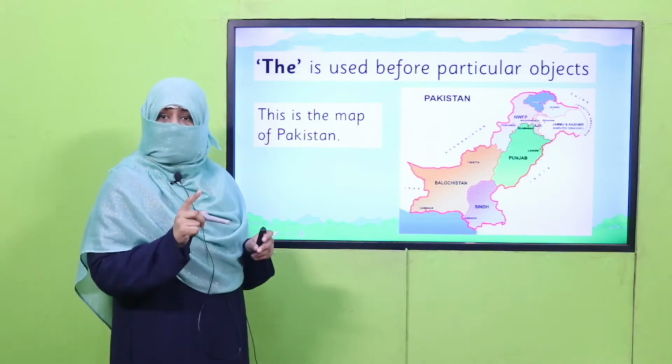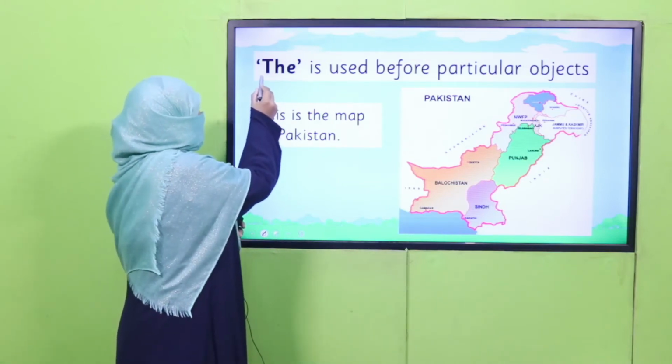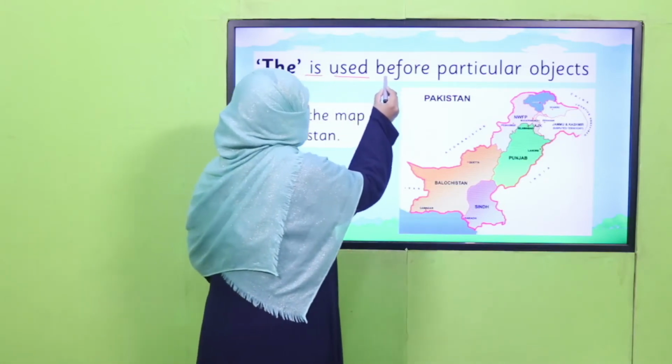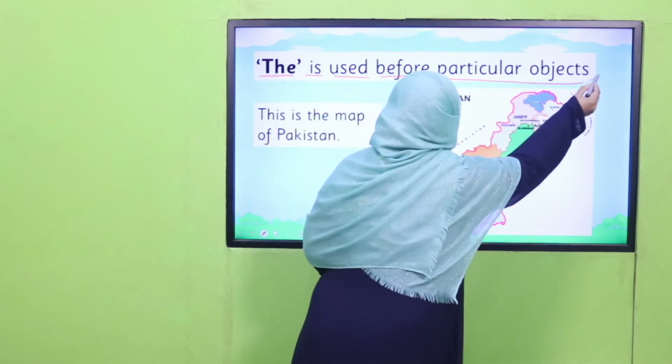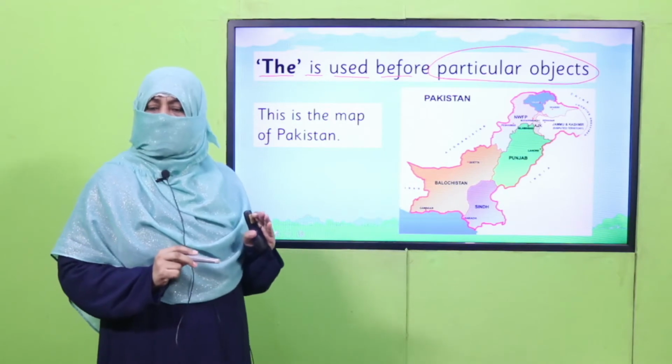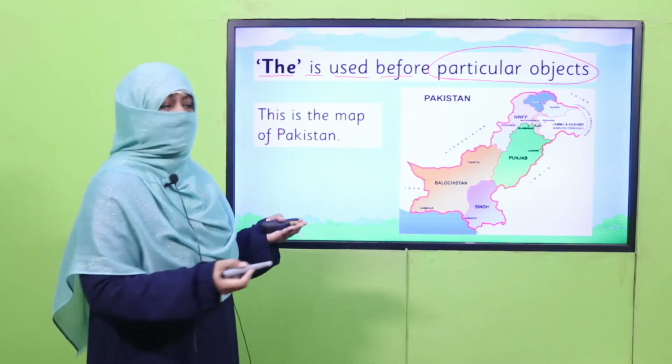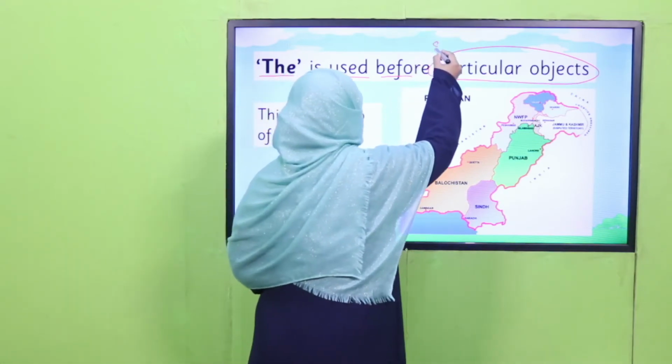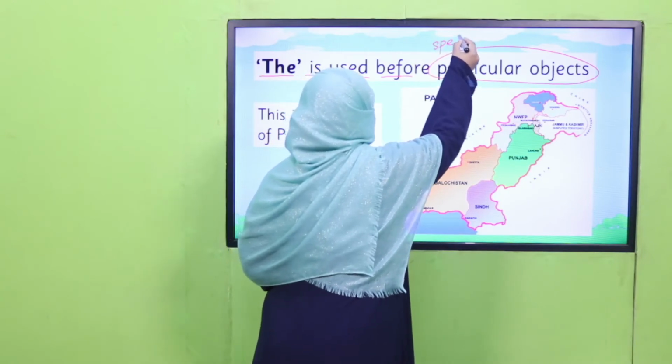Now the third article, the, comes. The is used before a particular object. A particular object means we know it's a specific one. Particular, I have taught you.